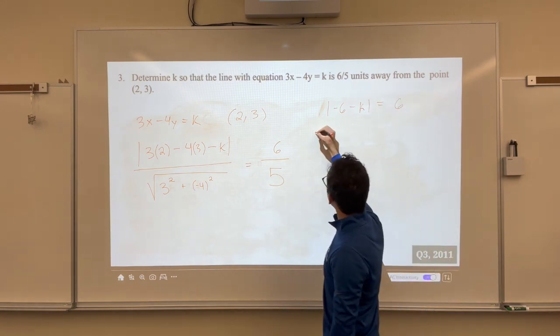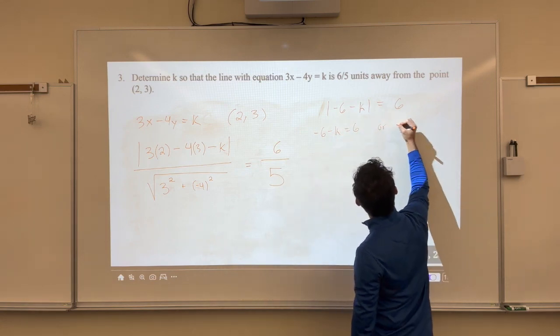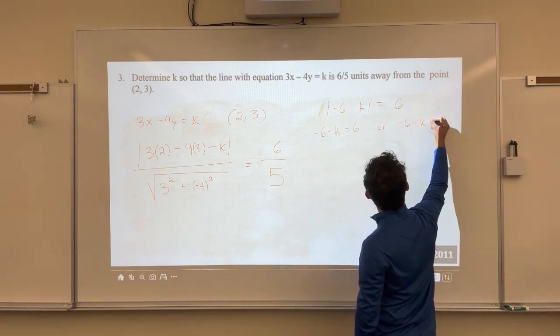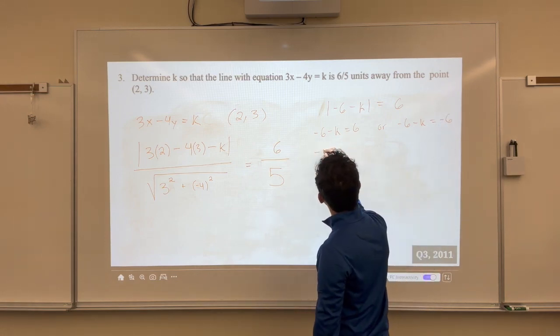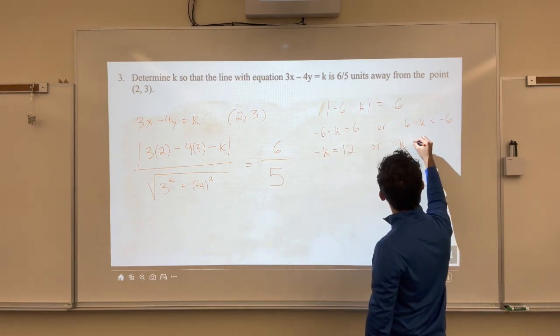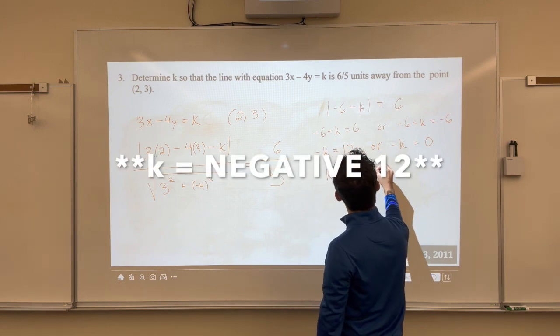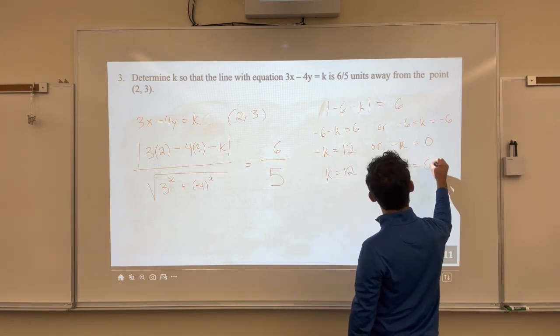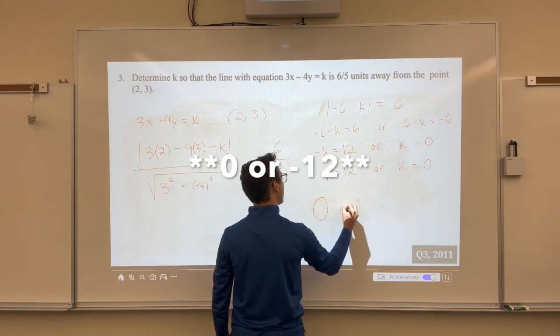So therefore, negative 6 minus k is equal to 6, or negative 6 minus k is equal to negative 6. Add 6 to both sides. Negative k is equal to 12, or negative k is equal to 0. And therefore, k is equal to 12, or k is equal to 0. So the final answer to this problem would be 0 or 12.